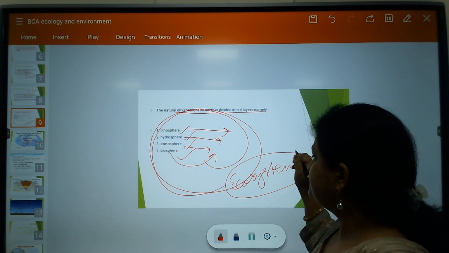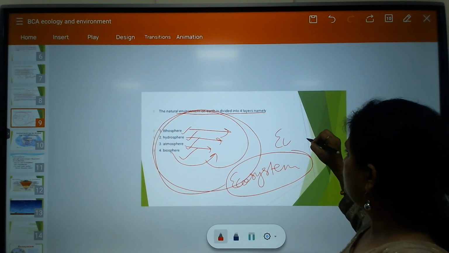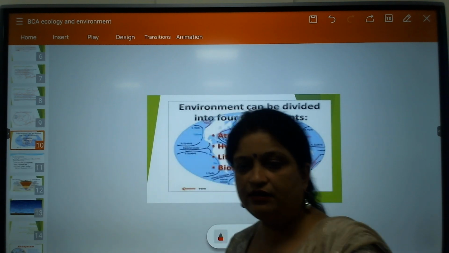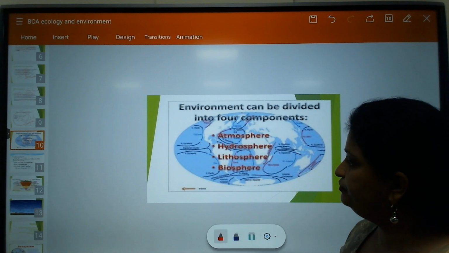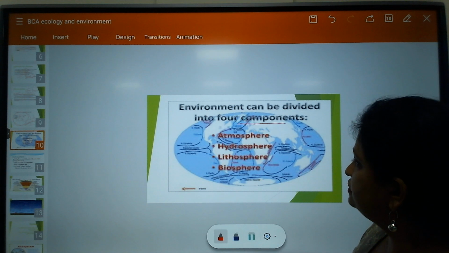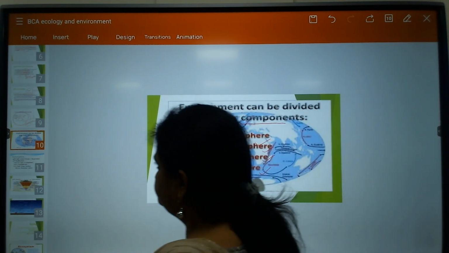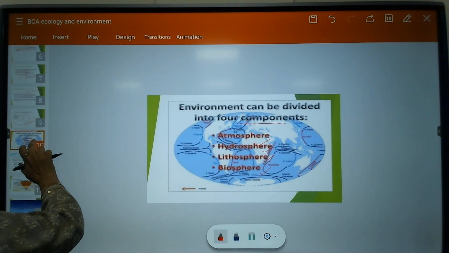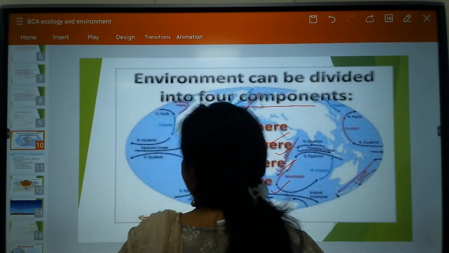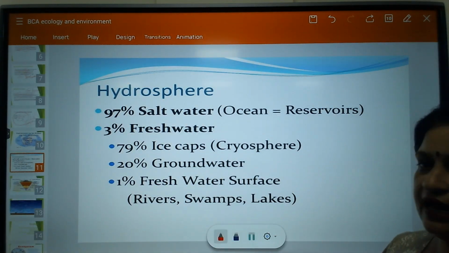And the science in which we study the ecosystem is called ecology. We can easily understand these things by this diagram, that is, the 4 components of the environment: the atmosphere, hydrosphere, lithosphere and biosphere. First of all, we take these one by one and study them.